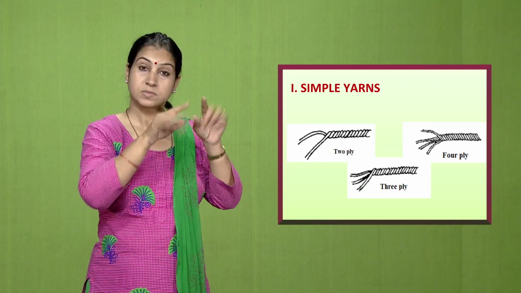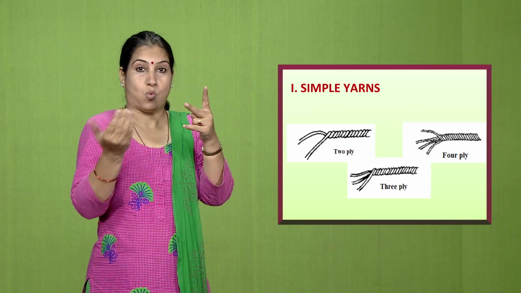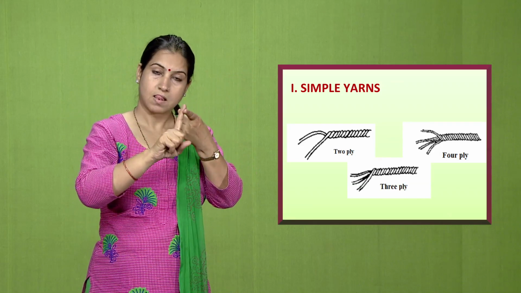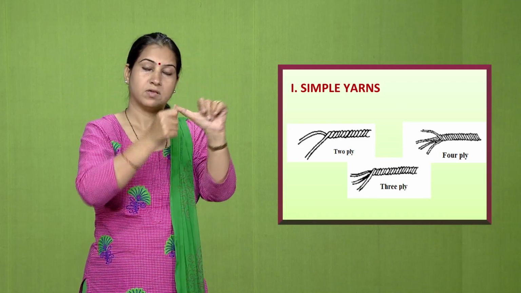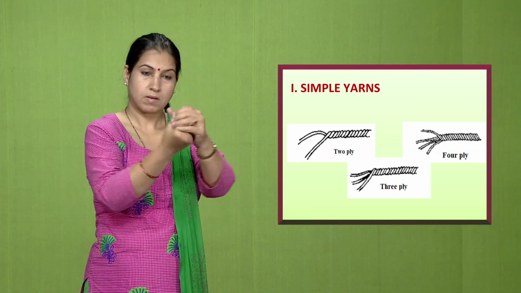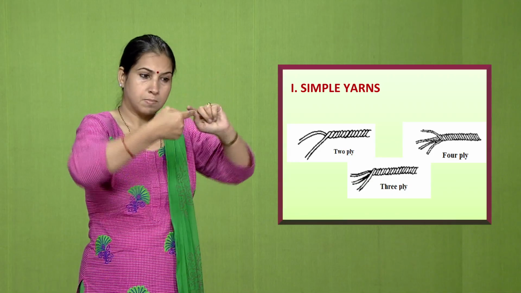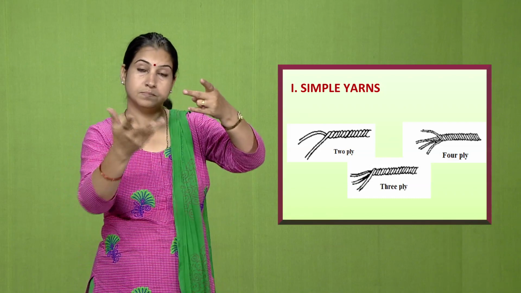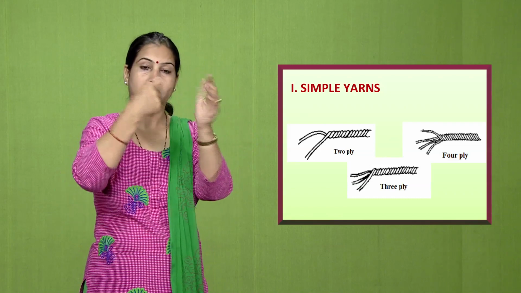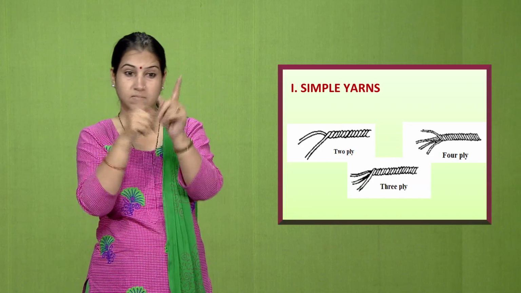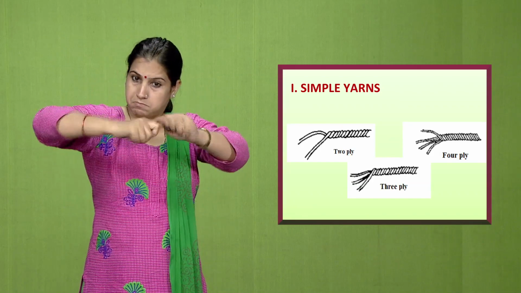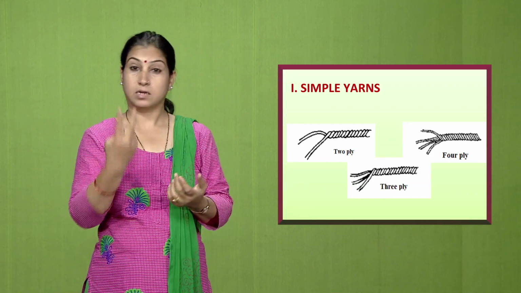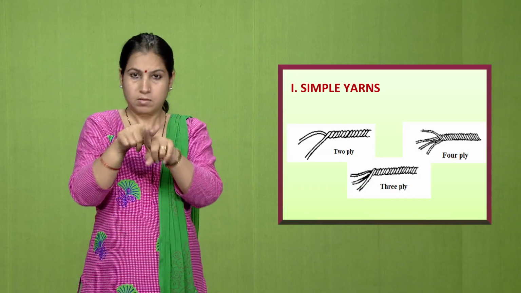The simple yarn can again be of two types. The first is the single strand yarn, that is an assemblage of fibers evenly twisted together. The second are the ply yarns, where two or more simple yarns are twisted together to form a ply yarn. They can be termed as 2-ply, 3-ply, or 4-ply.